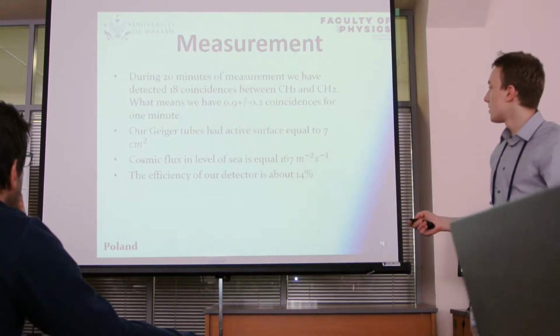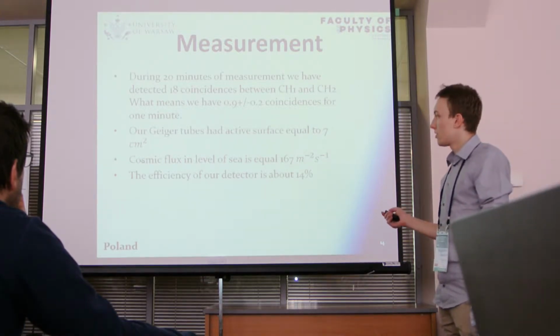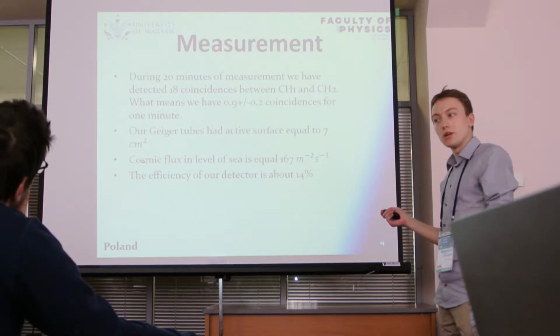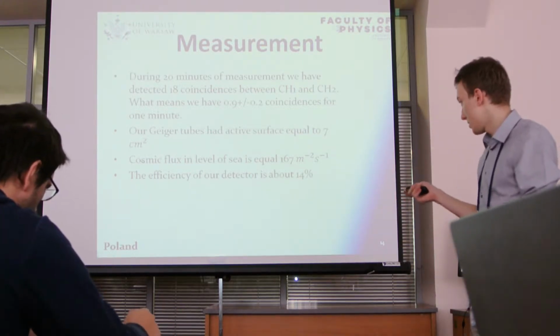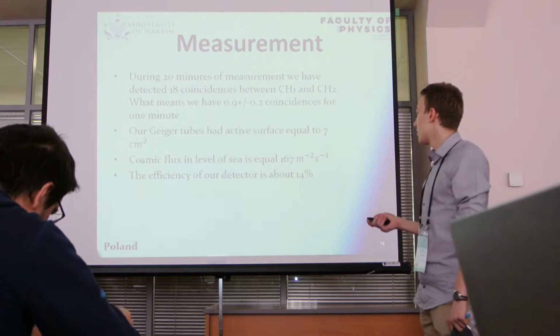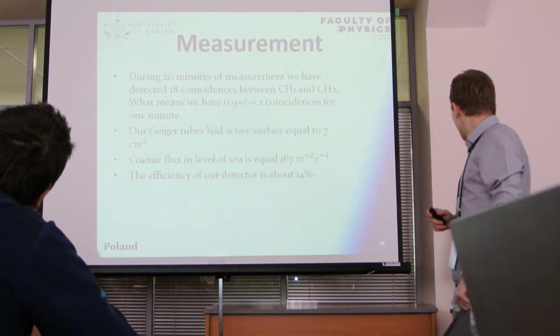Cosmic flux at sea level is equal to this amount, and when we recalculate and compare it with our setup, this means that the efficiency of our detector is about 13%. So there's one more thing.